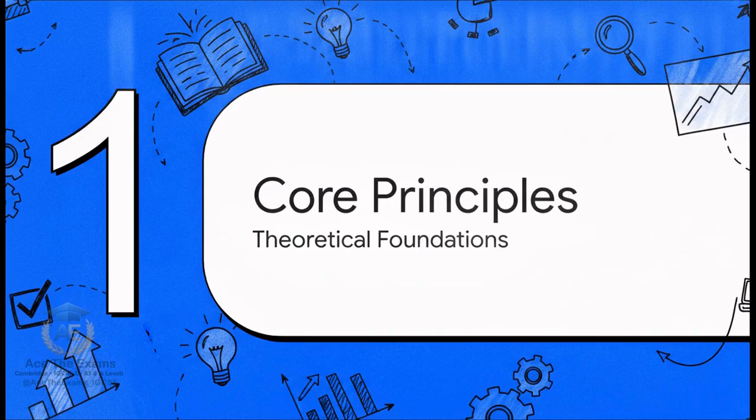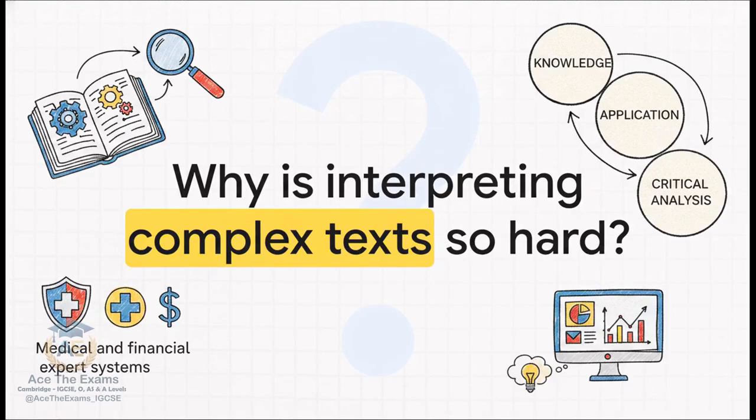Section 1. Core theoretical principles. So why is interpreting complex texts and data so incredibly hard when evaluating expert systems? It's a completely valid struggle. Let's think about two types of students. We'll call them Alex and Sam.